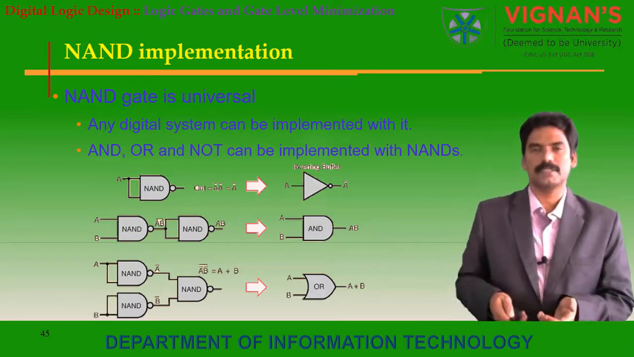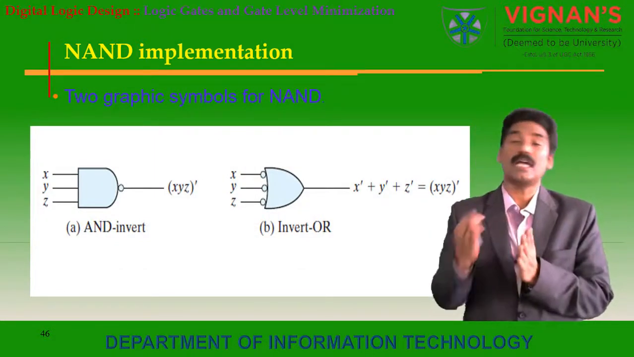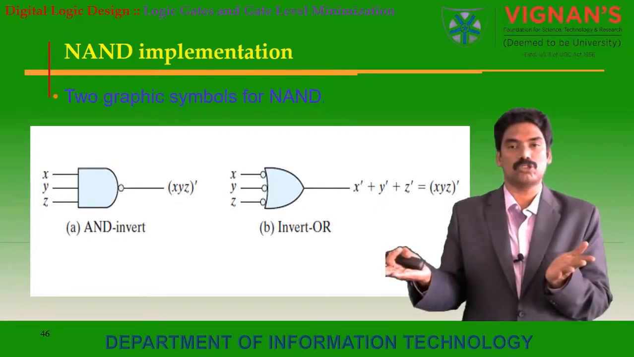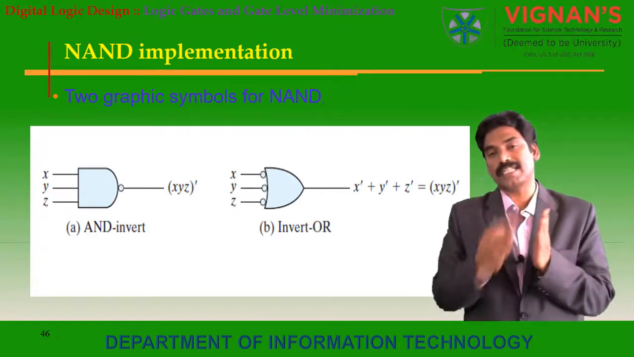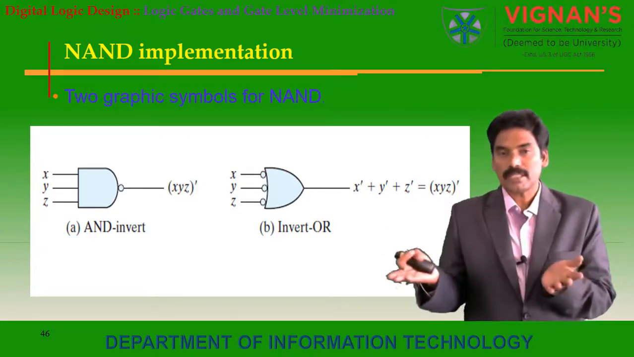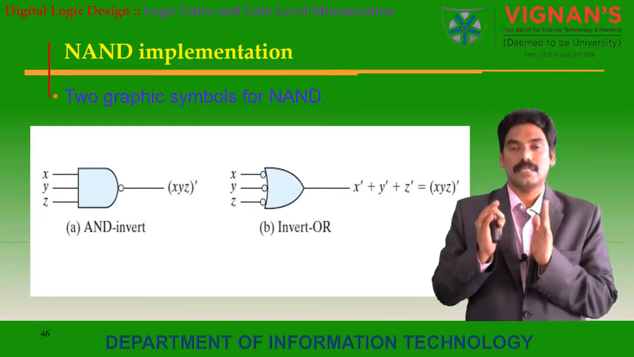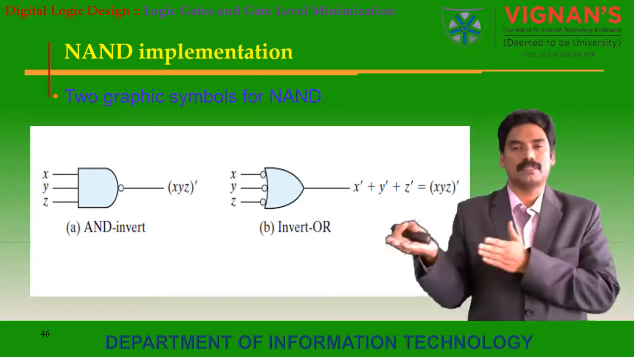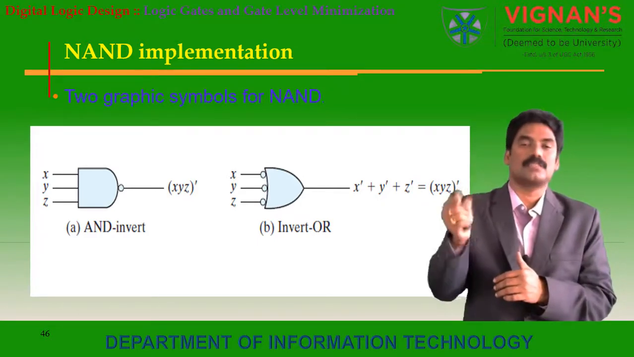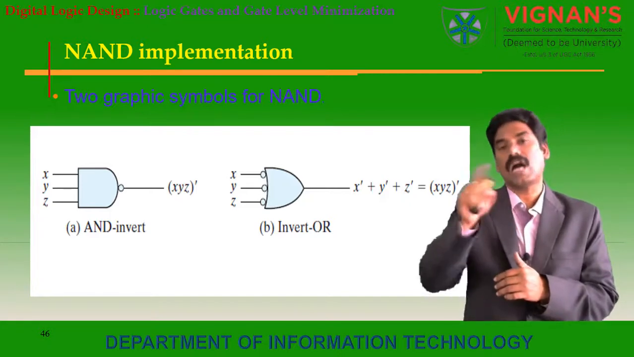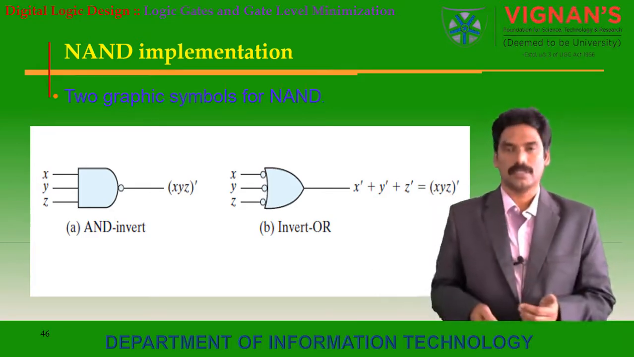This is NAND implementation. And there are two graphic symbols for NAND: this is the AND-invert NAND gate and the invert-OR NAND gate. So we can use both ways. NAND gates are represented by using AND-invert or invert-OR also. What is AND-invert? Here there are three inputs, X, Y, Z, and a bubble, as in the usual NAND gate, X, Y, Z whole complement. Whereas in invert-OR, first we place inverters on X, Y, Z, and then an OR gate, that is equal to X bar plus Y bar plus Z bar, that is equal to X, Y, Z whole bar.